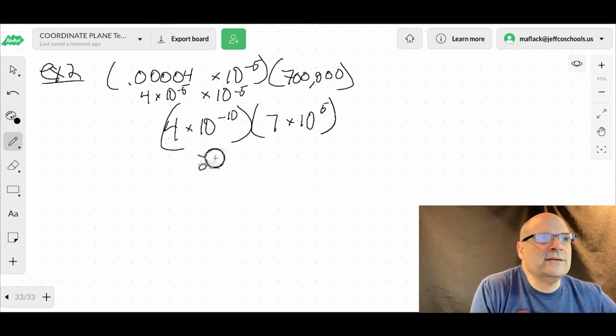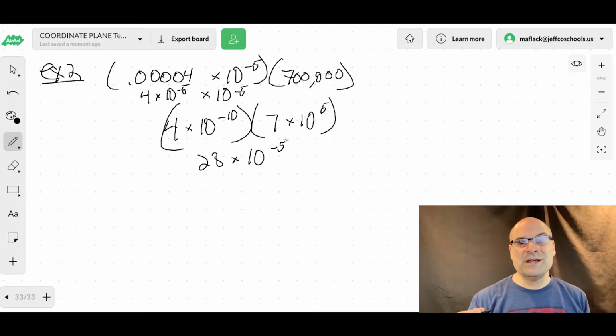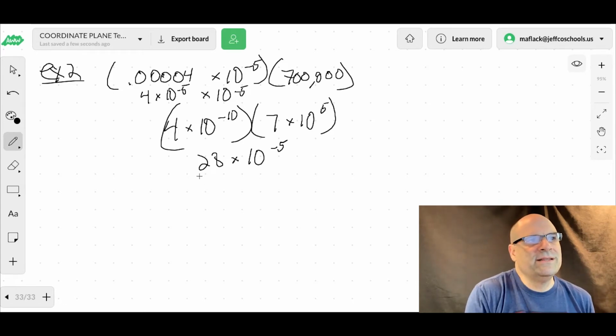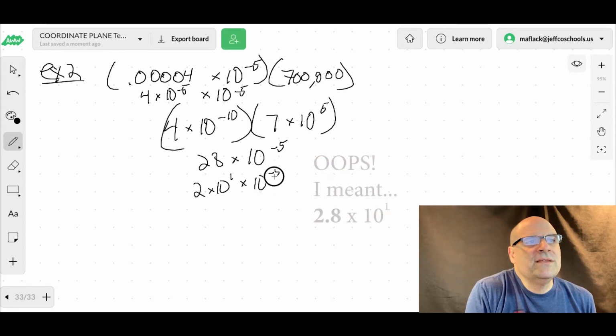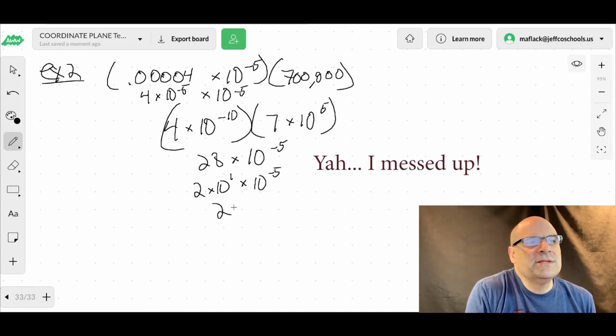So 28 times 10 to the negative 5th. Now this is what I was talking about. That 28 times 10 to the negative 5th is not officially in scientific notation. So how do you make this into scientific notation? Well, 28 is just 2 times 10 to the 1st power times 10 to the negative 5th. So add these exponents, 2 times 10 to the negative 4th.